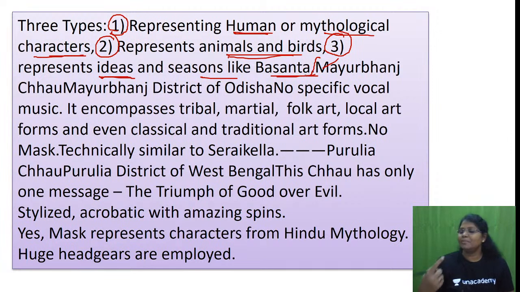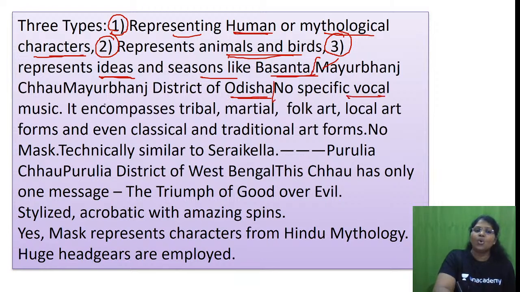So first, they represent human and mythological characters. From the Ramayana, Mahabharata or whatever it is, they pick one particular scene and have the costumes in human form. Second, they represent animals and birds. And third is some idea. If they have some idea, they use their performance to represent and reflect it, and seasons like Basanta. Then Mayurbhanj Chhau, Mayurbhanj district of Odisha.